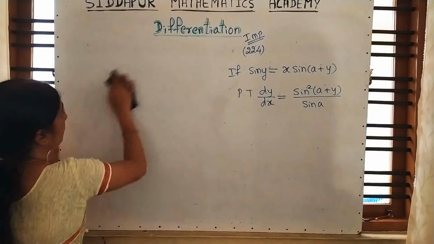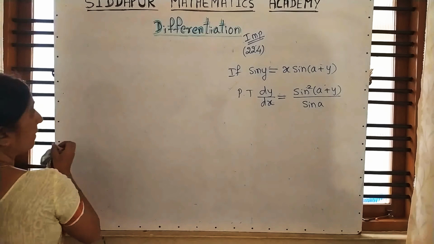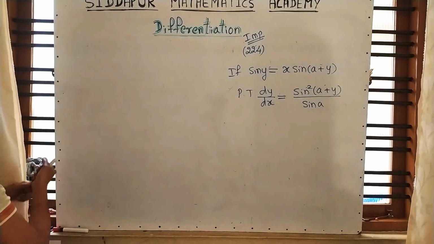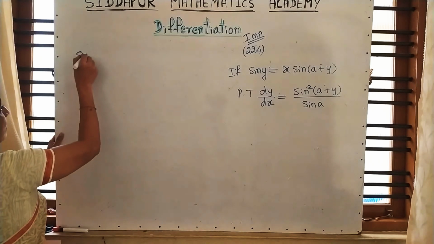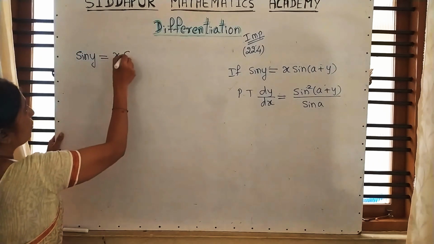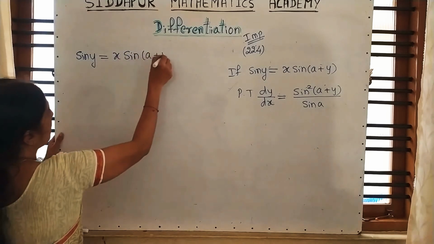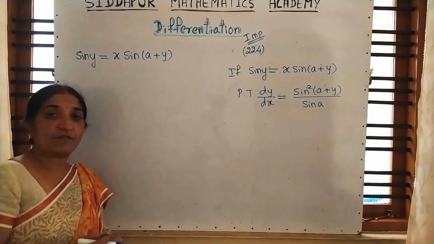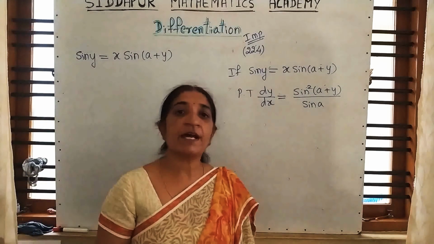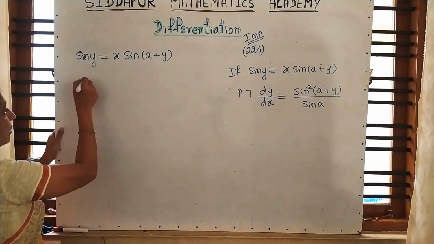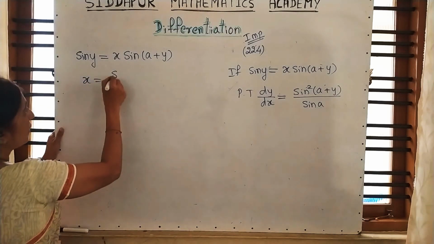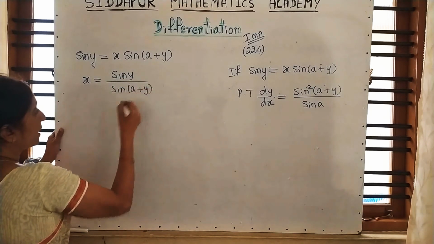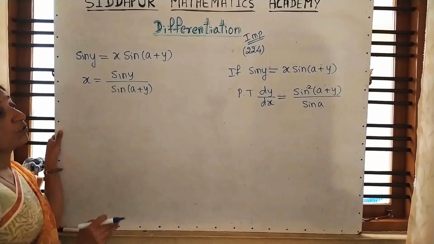So in every question generally we are writing differentiating with respect to x. See here, sin y is equal to x into sin (a plus y) is the question, and in the answer we required sin square. If you write in the form of u by v, in the denominator we have a square. That's why I am rearranging this and taking sin (a plus y) on this side. If you write in the form of u by v, then only you will get a square.